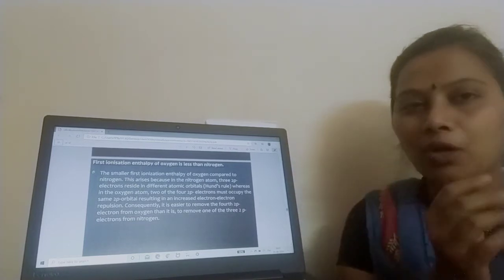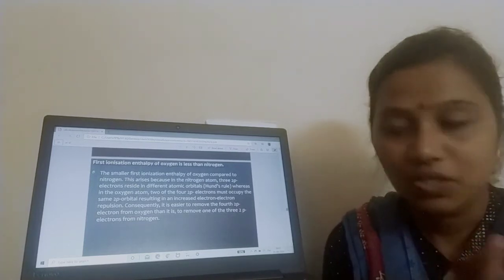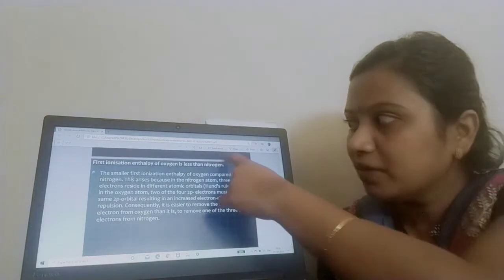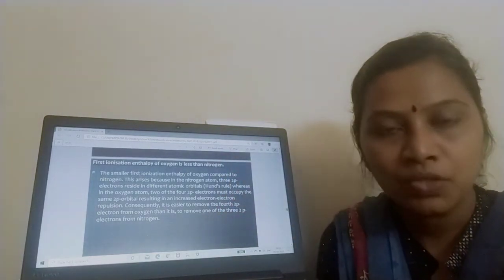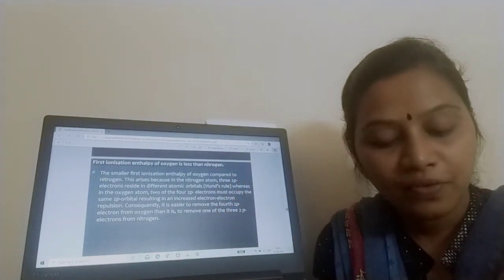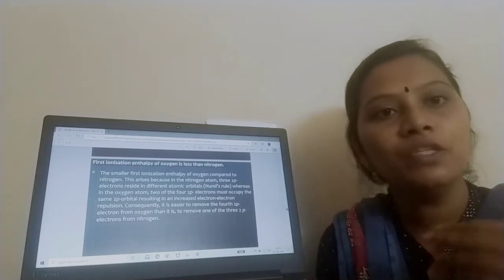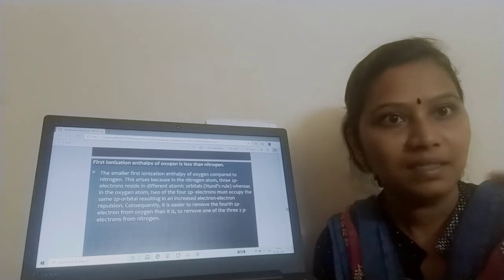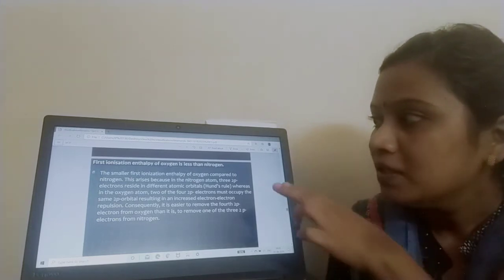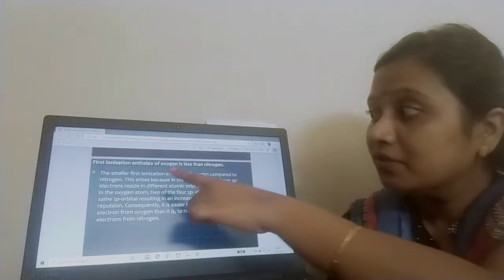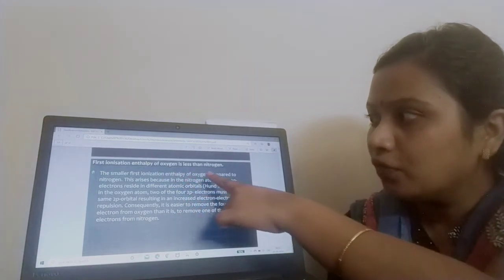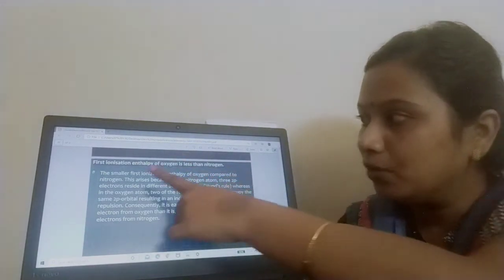Each orbital should have at least one electron each. I think we have already discussed this concept of nitrogen with Hund's rule. Instead of filling two electrons in the same orbital, we always prefer to put one in each orbital. So here I am telling you the first ionization enthalpy of oxygen is less compared to nitrogen.